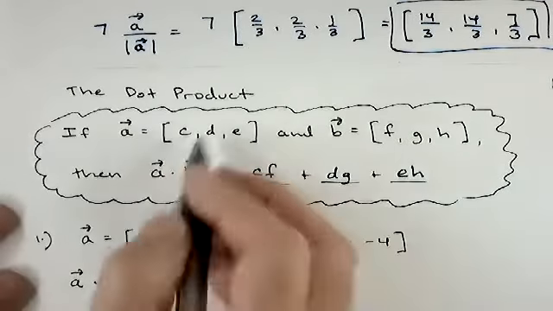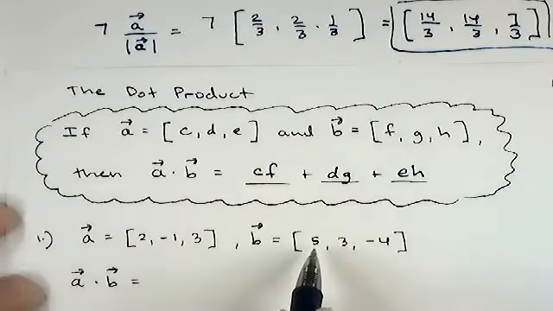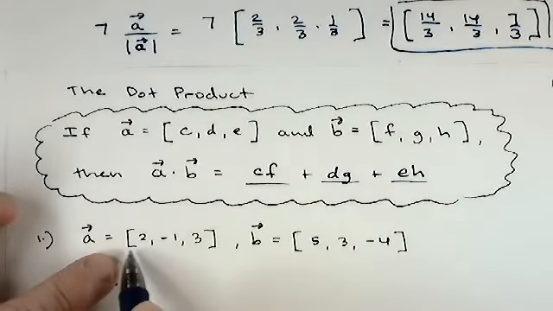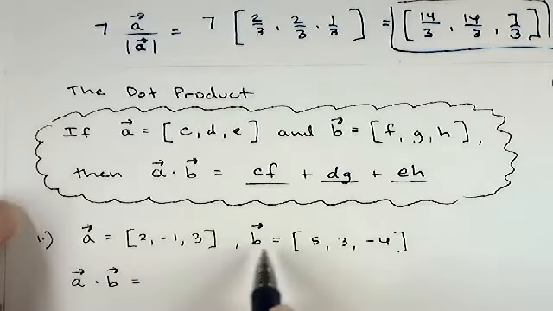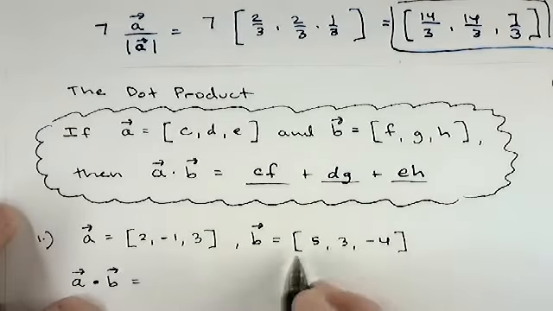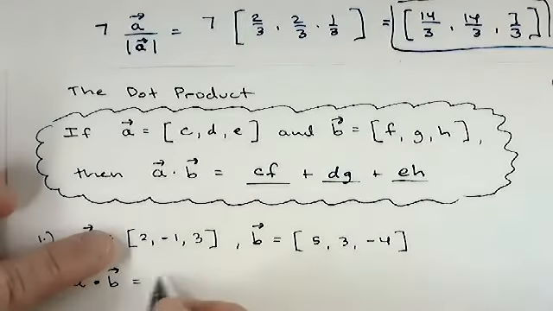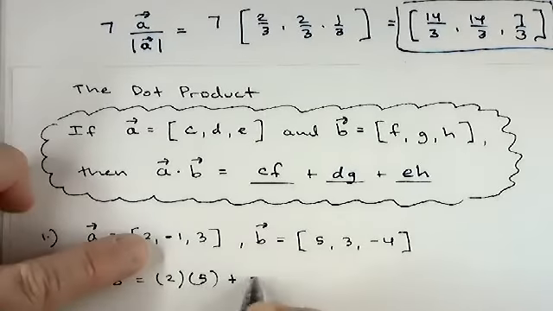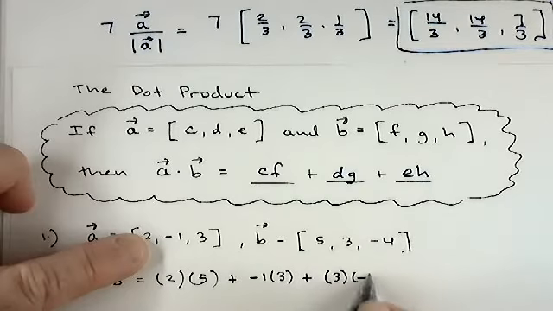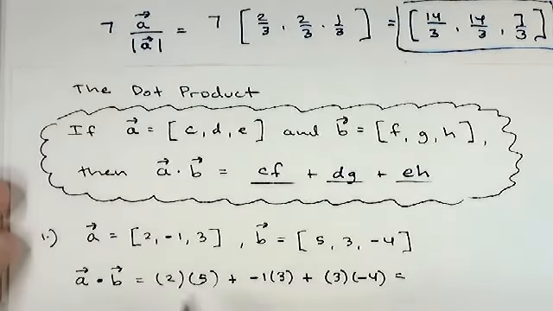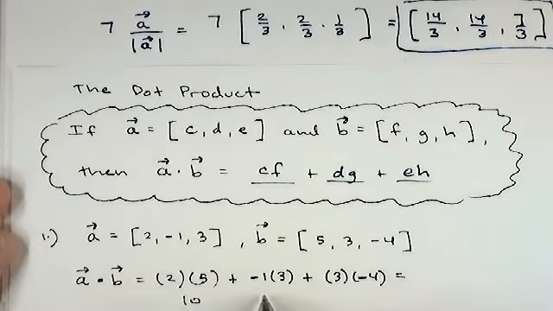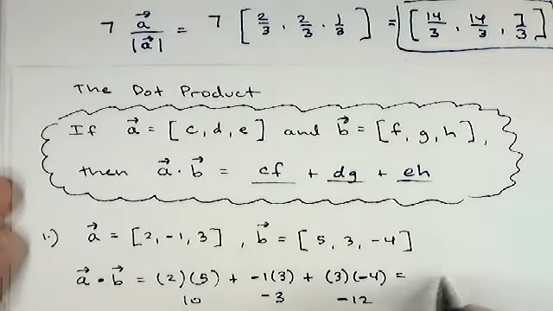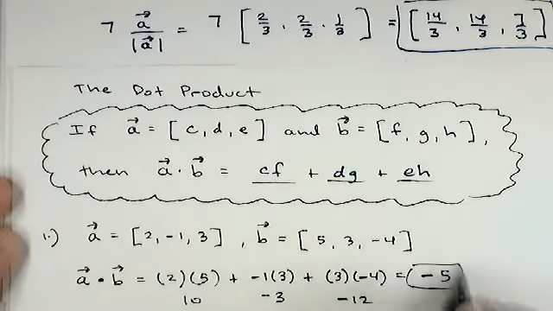You should already have this formula or something equivalent to it in your notes here. So for example, vector A, 2, -1, 3. If I want to dot that with vector B, 5, 3, -4, it's just going to be 2 times 5 plus -1 times 3 plus 3 times -4. 10 minus 3 is 7. This is minus 12, 7 minus 12. So I get a dot product of -5.